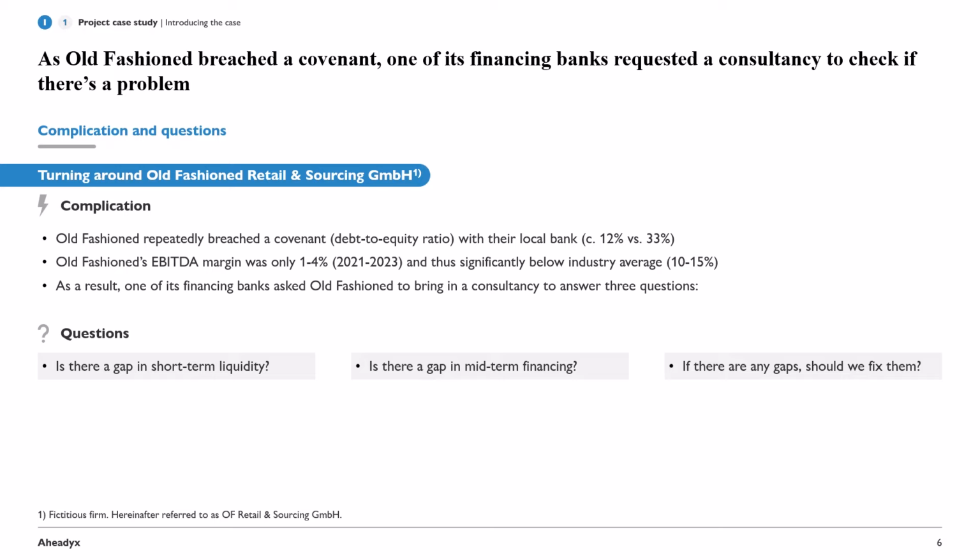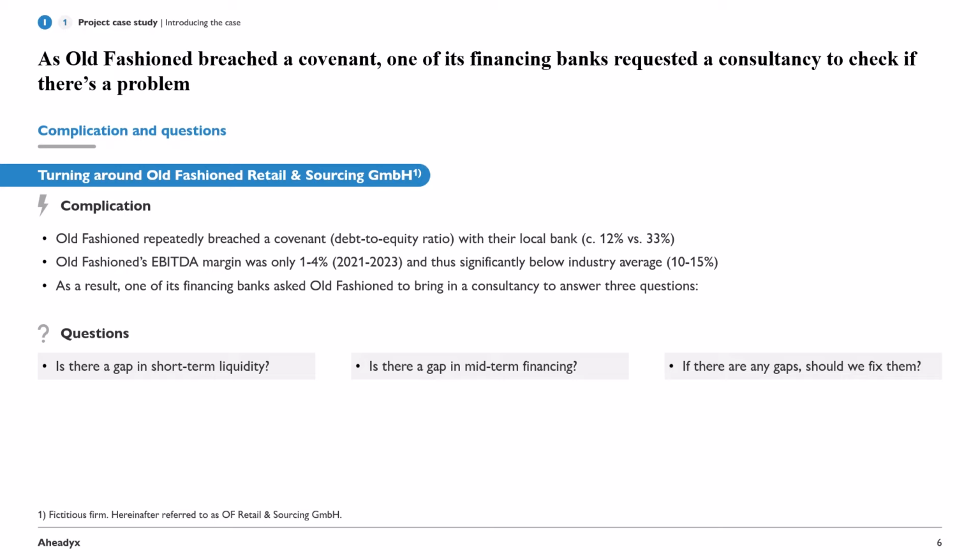So why do we need to take action? Old Fashioned repeatedly breached the covenant, that is specifically the debt-to-equity ratio, with one of their financing banks. It's supposed to be at least 2-1 or 33% in equity, so it should, for example, not be 3-1 or something like that, but below 2-1. And at the moment it's something like 12%, so that's really an issue, and it's not just like that since yesterday, it's been like that for a while.